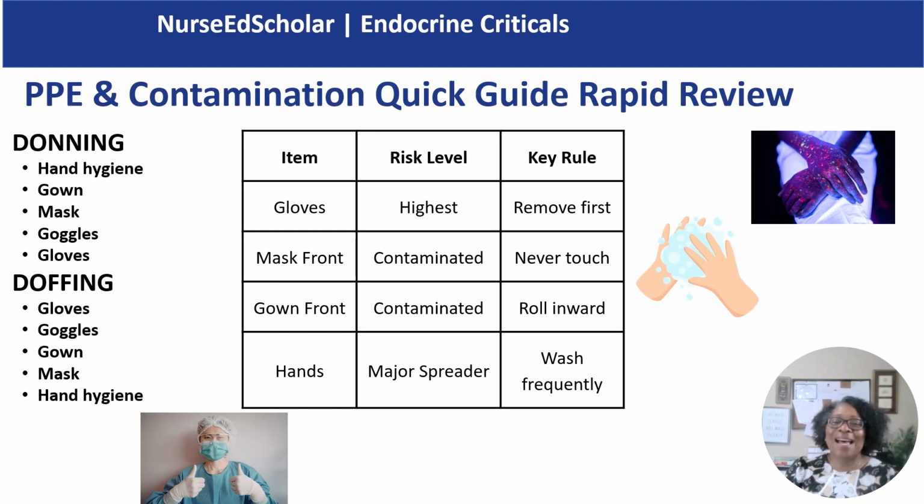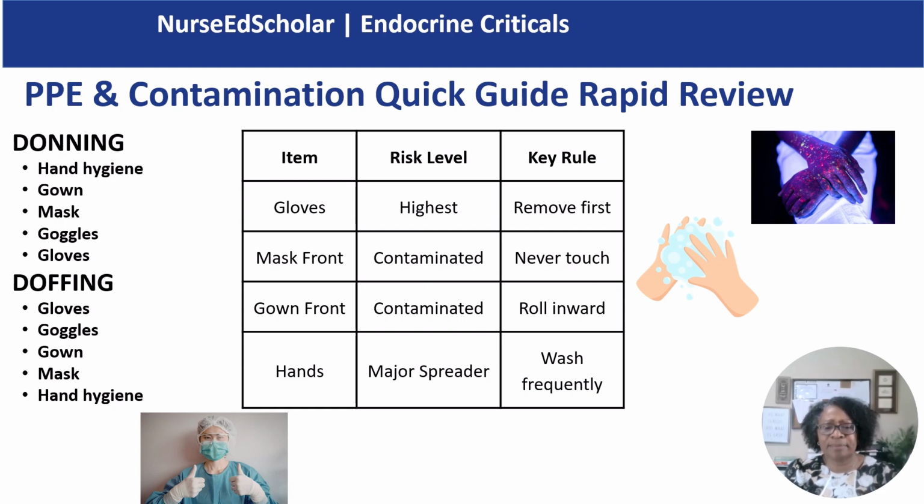Okay, I know a lot is on this slide. But this is a quick review. When you're donning your PPE, so that's putting it on, you want to hand wash first, do that hand hygiene. You want to put on the gown, the mask, the goggles, and the gloves last. When you're doffing and removing the PPE, you're going to take off the gloves, then the goggles, then the gown, then the mask, and then you're going to perform hand hygiene.